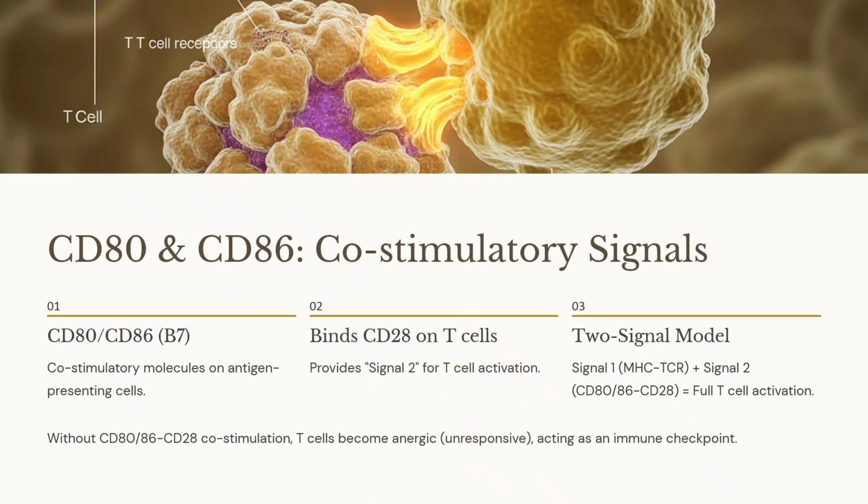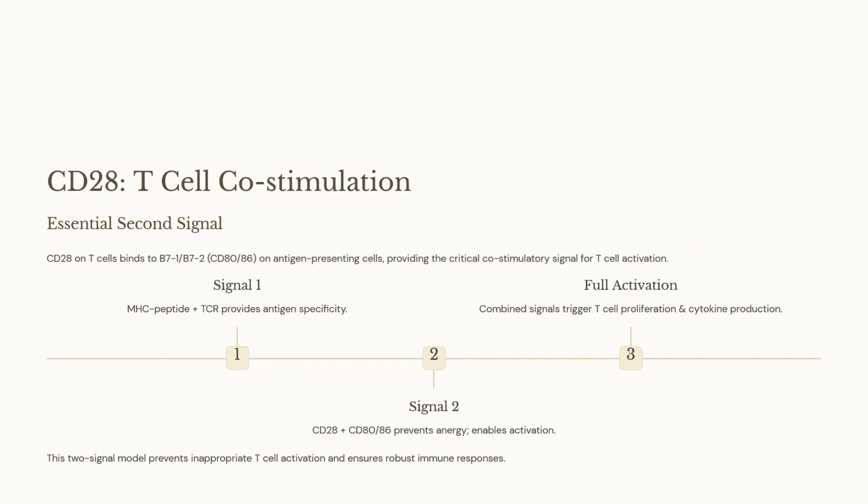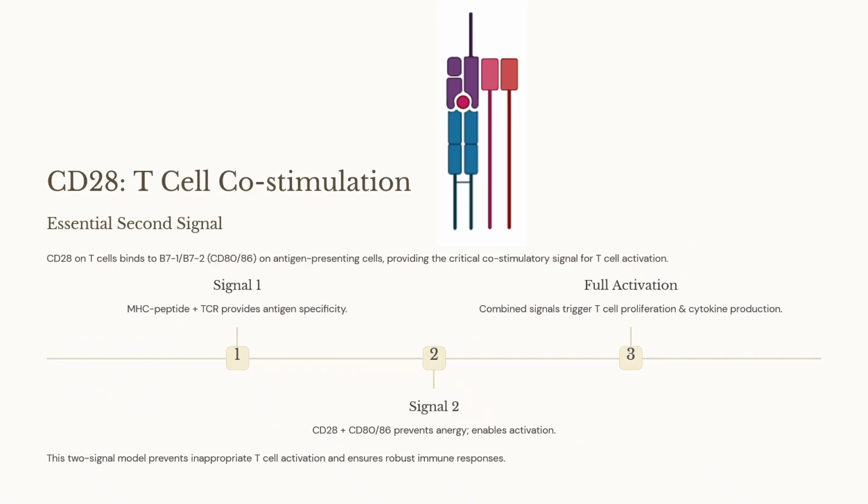CD80 and CD86. They are the co-stimulatory molecules, because for the stimulation of the T cells, it follows a two-signal model. Here when you see, this is the T cell activation. Signal 1 is the MHC on antigen presenting cells binds to the T cell receptor.